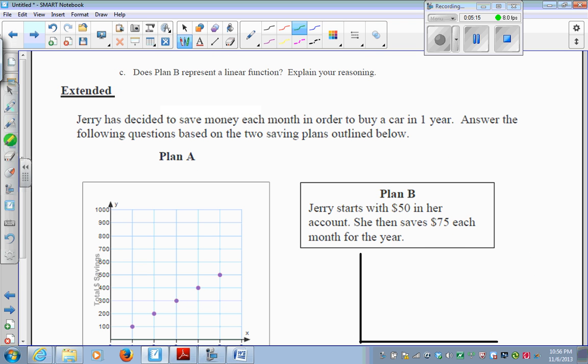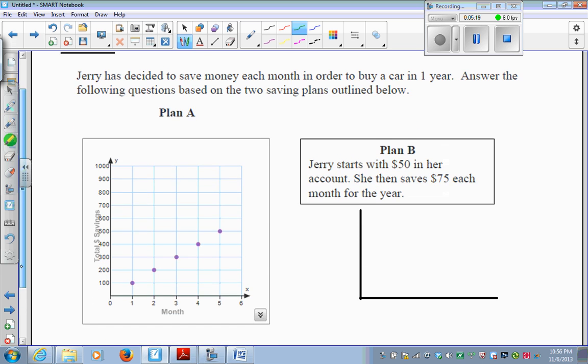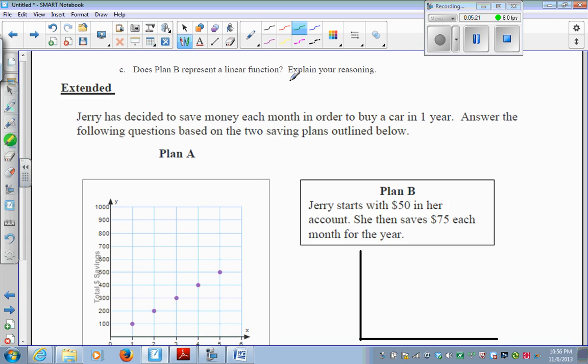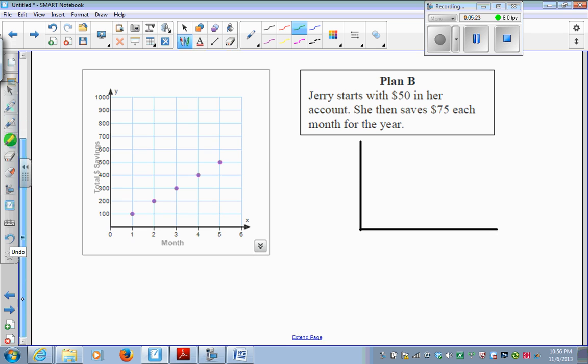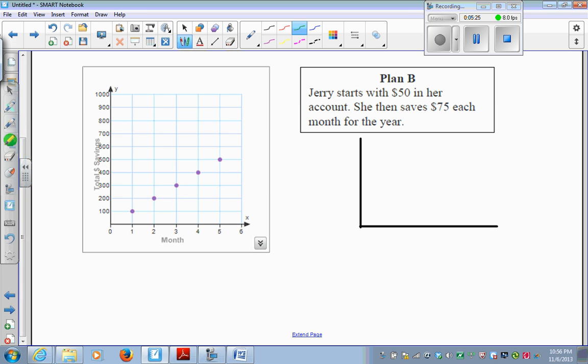Now, Part C really messed up a lot of us. Okay, so it's asking, does Plan B represent a linear function? Explain your reasoning. Now, this is probably what I would have done. I might have, because linear, of course, means if you were to graph it, does it form a straight line?